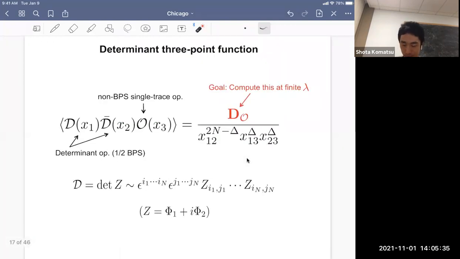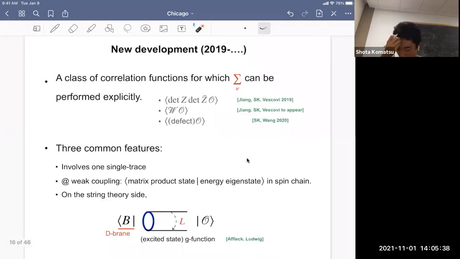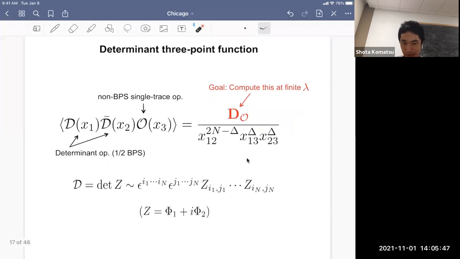Now in the rest of the time, I'm going to explain all these 3 features in the first example, the determinant and single trace operator. This is the setup of the 3-point function that I'm going to consider. I consider 2 determinant operators, which are yet another class of gauge invariant operators you can define in N=4 super Yang-Mills. We take 2 of them to be conjugate, and they are half BPS. The last one is a generic non-BPS single trace operator. The goal is to compute this at finite 't Hooft coupling in the large N limit.